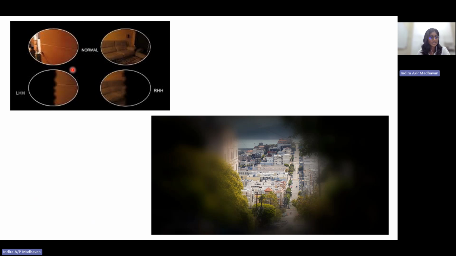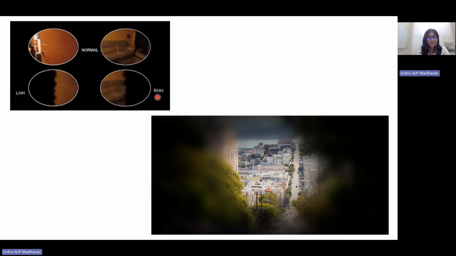So it's clear, but if you look at patients who are having left homonymous hemianopia, the door knob will be missing for them. And for patients who are having right homonymous hemianopia, they will not be able to see this portion. Half of it is not visible to them. So this is the problem that patients would have if they have homonymous hemianopia.